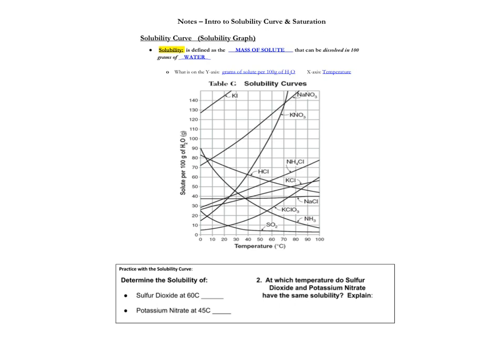So one of the things that you're going to be asked to figure out is to determine the solubility of certain substances at certain temperatures, because temperature affects the rate at which solutes can dissolve into a solution, depending on if it's a solid, a liquid, or a gas. So here it says determine the solubility of sulfur dioxide at 60 degrees Celsius. So I'm going to just zoom in here so you can get a better look at it.